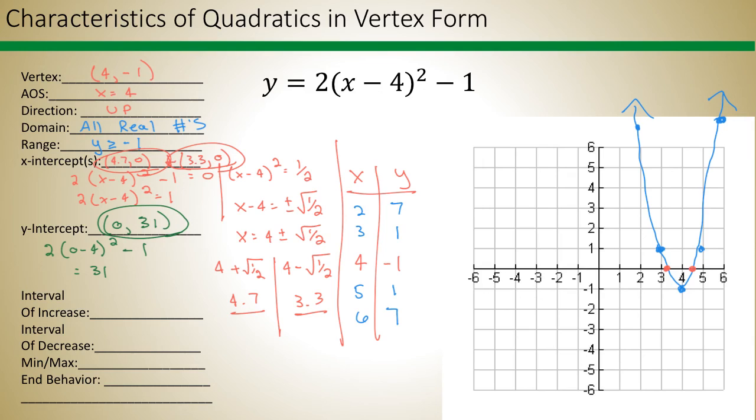Okay. Intervals of increase and decrease. This is going to increase from 4 to infinity, and it's going to decrease from negative infinity to 4. This has a minimum value, and that minimum value is negative 1. And this rises on the left, and it rises on the right.